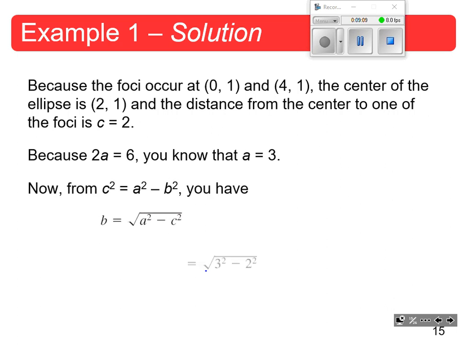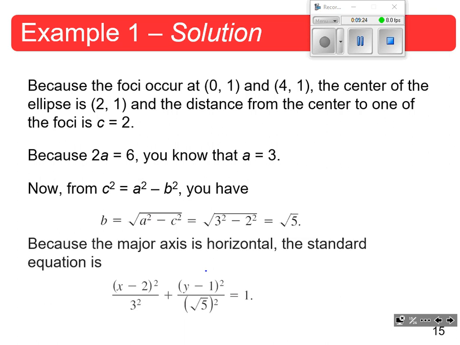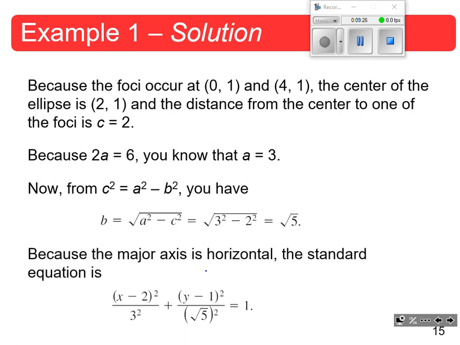So now we can plug into this equation the fact that A is 3 and C is 2. 3 squared minus 2 squared is going to be 5. 9 minus 4 is 5. So the value of B squared is 5. Our minor axis is the square root of 5.